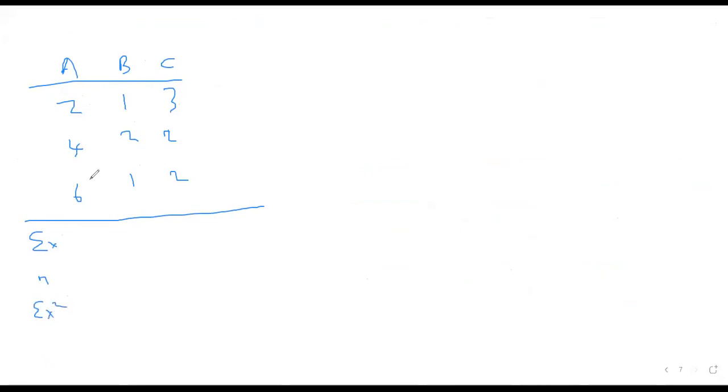So here, what are we getting? 12. How many are there? 1, 2, 3. Put 3 there. Then you square them individually: 2 squared plus 4 squared plus 6 squared. So this is 4 plus 16, 20 plus 36, 56.